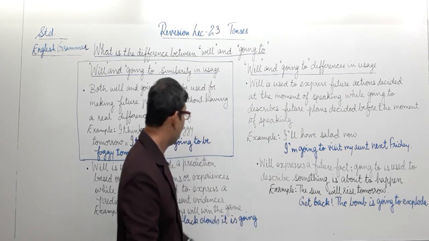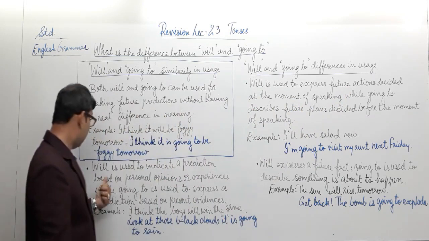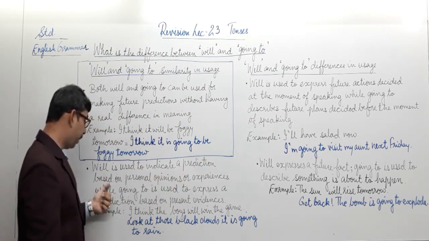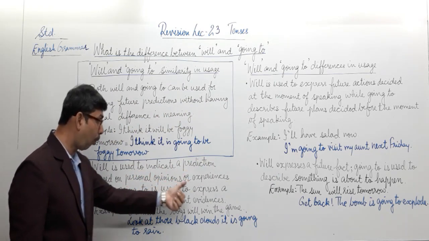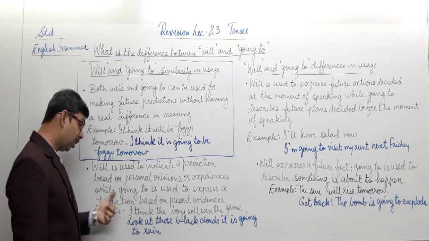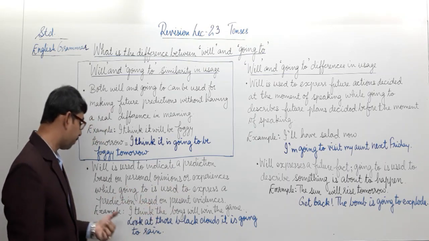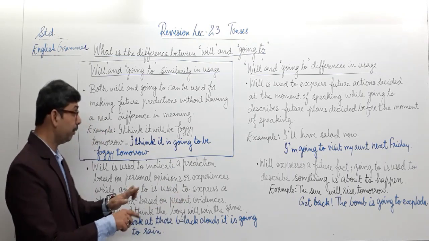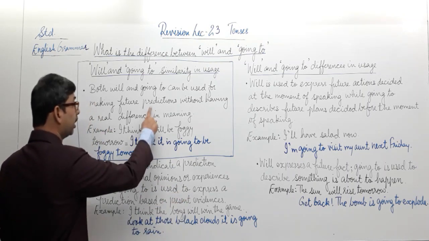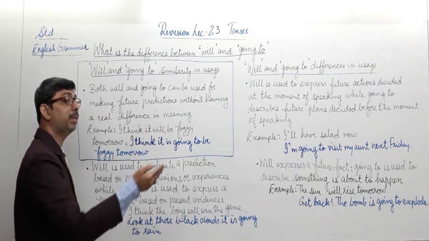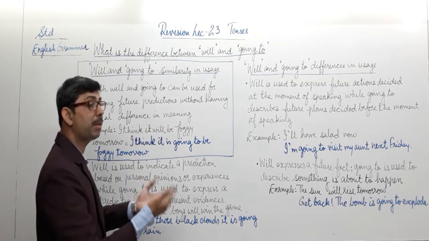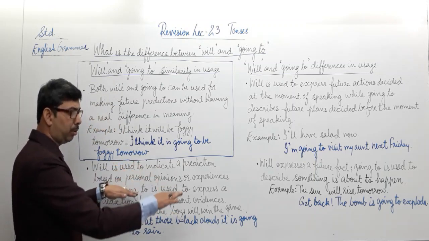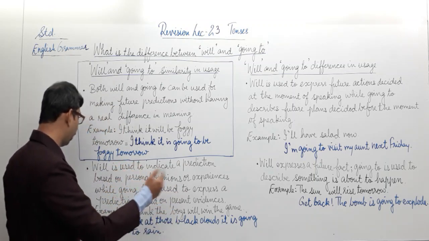Another thing, will is used to indicate a prediction based on personal opinions or experiences, while going to is used to express a prediction based on present evidence. So you see, we already understood about the word prediction over here, isn't it? To say something, to predict something, to foresee something in advance. Well, for that also we have a difference where to use will and where to use the going to form or the be going to form.